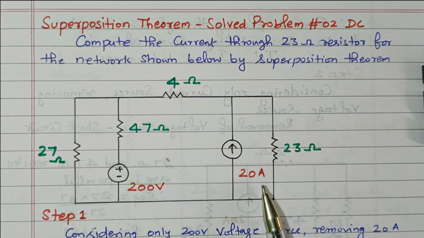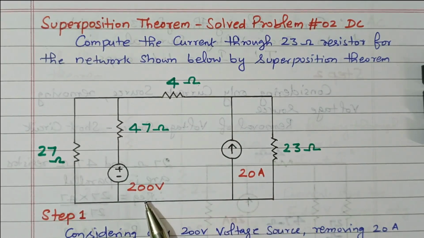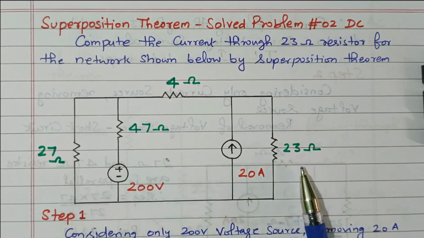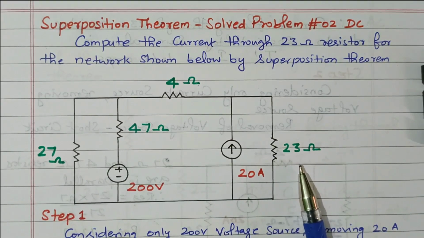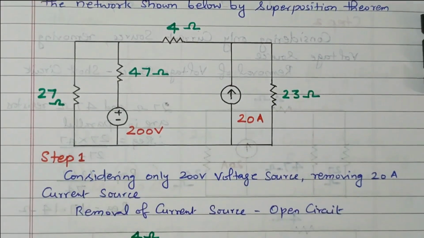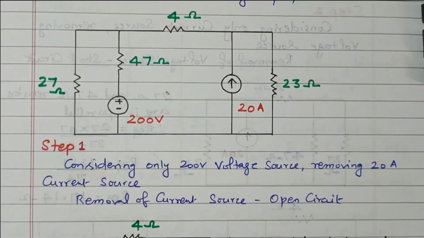Then the second step, we need to consider only the 20 ampere current source. We have to remove the 200 volt source. Then again we need to find the current through the 23 ohm resistor. So the final value is the sum of these two currents. That is the procedure. So we will go to step 1, which is considering only the 200 volt source, removing the 20 ampere current source.